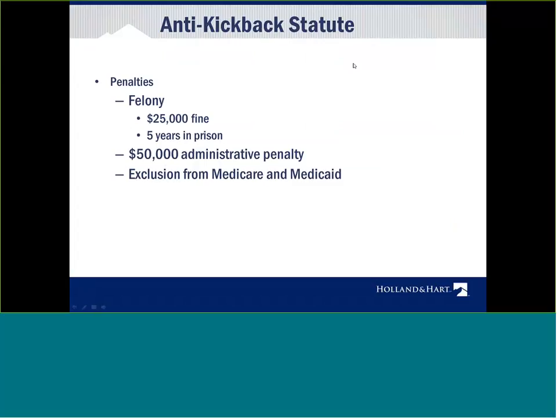Violations of the Anti-Kickback Statute carry hefty penalties potentially. It would be a felony level crime to have violated the Anti-Kickback Statute. It can carry with it up to a $25,000 fine and up to 5 years in prison. It can also subject an individual or entity to up to a $50,000 administrative penalty, and very significantly could result in exclusion from Medicare and Medicaid and federal health care programs, which can definitely be devastating for health care providers of many types.